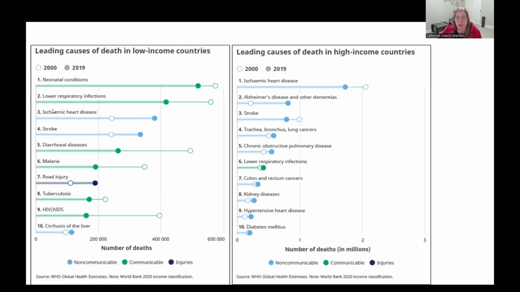Then we have ischemic heart disease. That's number 3, where it was number 1 for high-income countries. Number 4, stroke, which was number 3 for high-income countries. And then number 5, diarrheal diseases. That one is nice that it's been decreasing since the year 2000, but absolutely something that we could treat and prevent with clean water, with access to medical care.